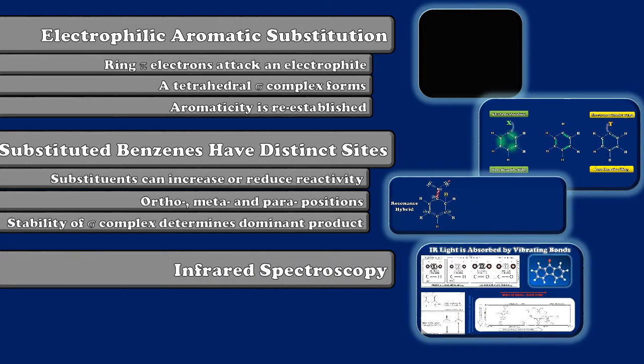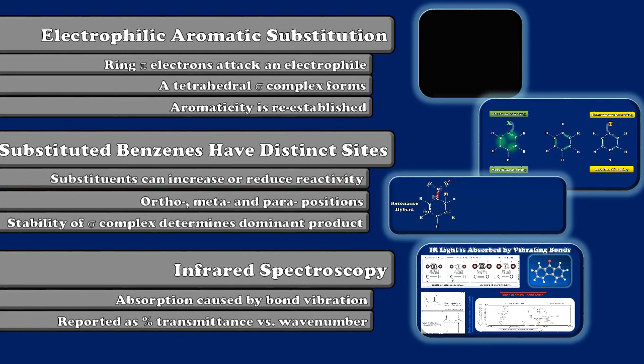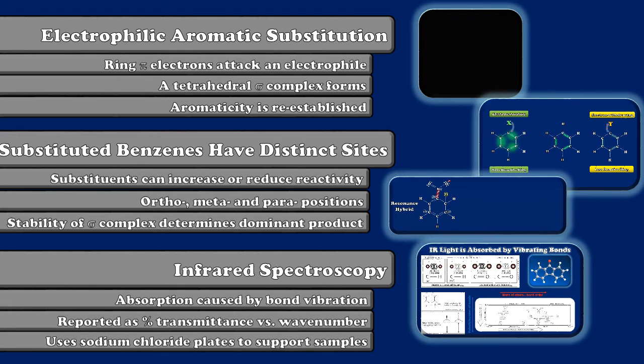And finally, we discussed a little bit about infrared spectroscopy and how bond vibration is the source of absorption in this technique. And then we talked about a few ways that we can find trends in the spectra and analyze and predict where bond vibration should absorb. We discussed how they're reported as percent transmittance and wave number, and how we use sodium chloride plates specifically as our sample supports because most other materials will absorb in that region.